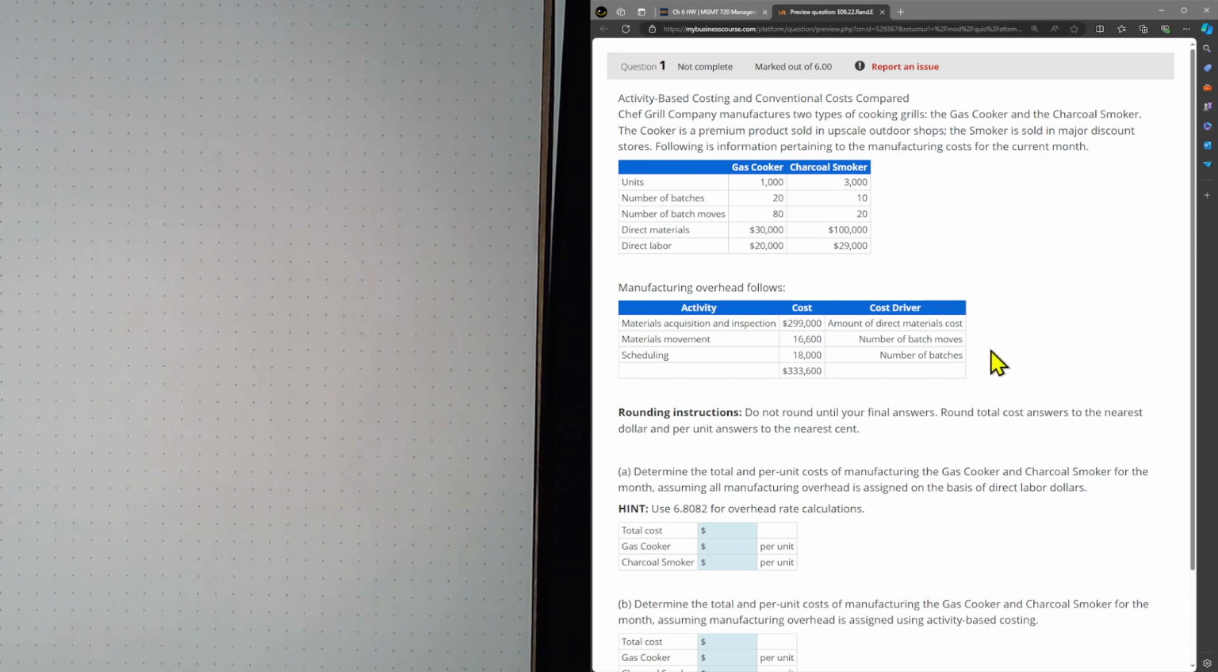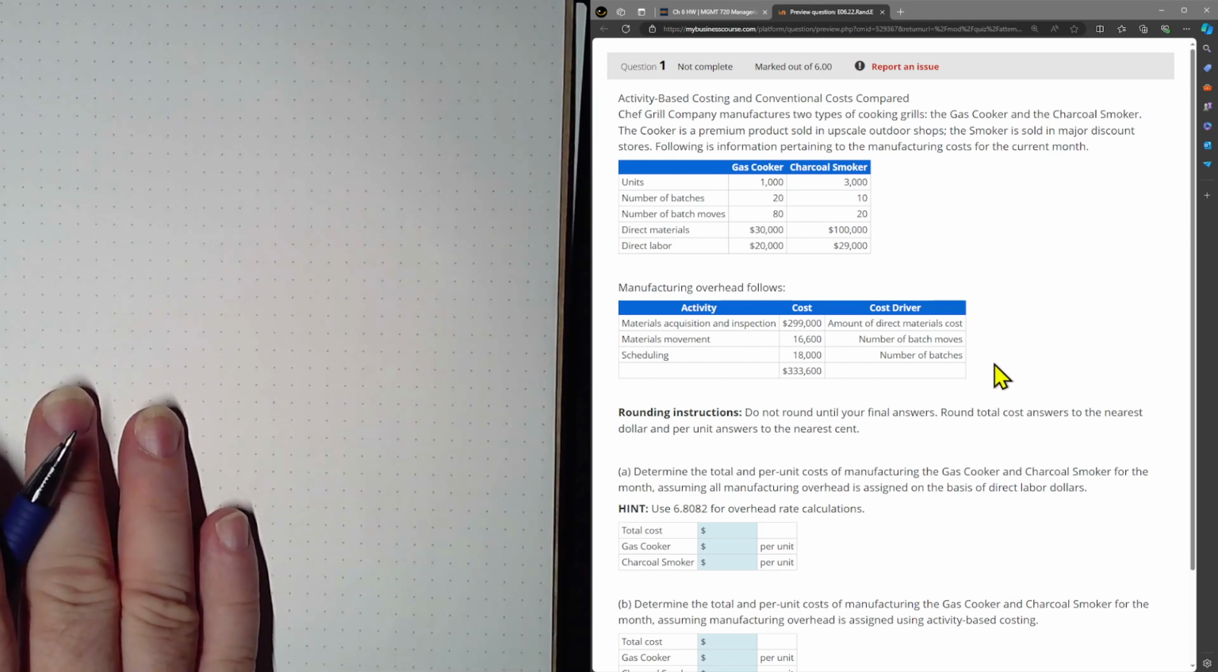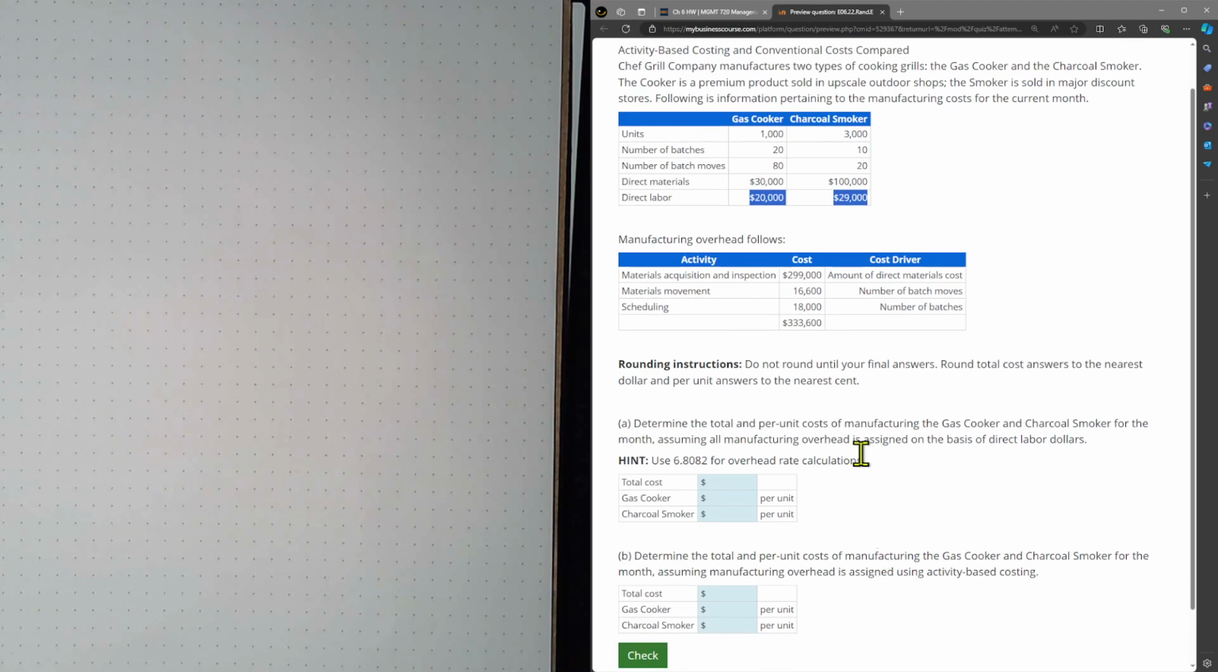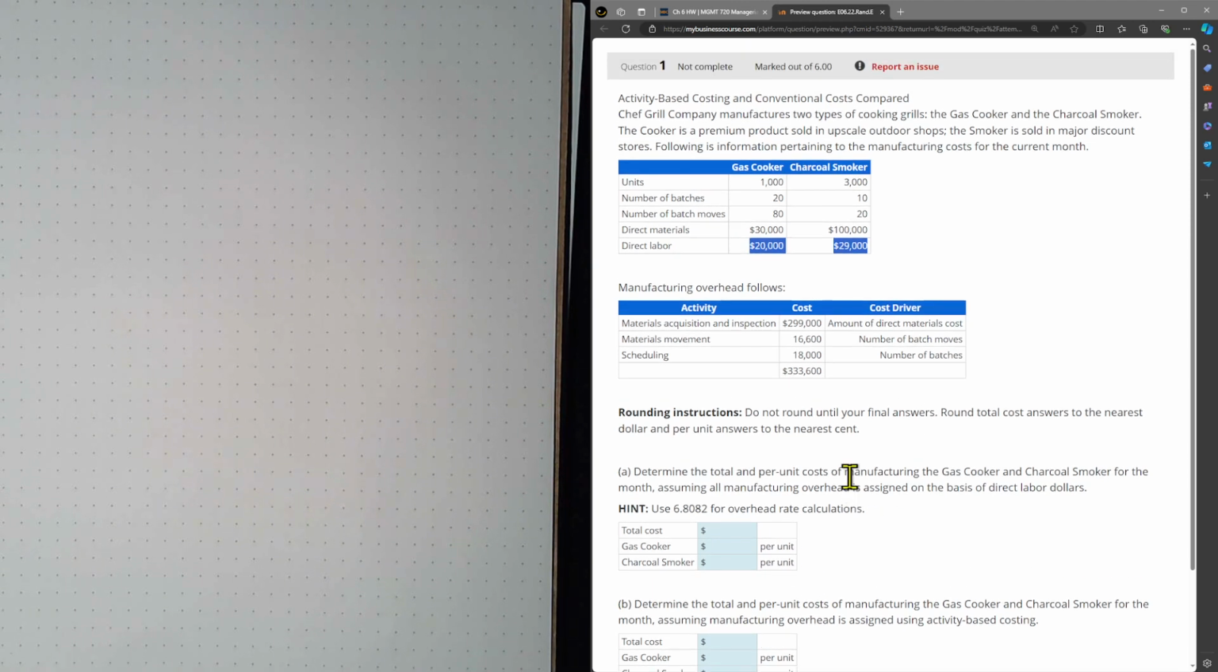Okay, so let's take a look at the first one, based on direct labor hours. So the first question is total cost. So what is the total cost? Well, this is the total manufacturing overhead, right? And then this is the direct materials, and then this is the direct labor. So the total cost is going to be the same for both of these. It's just how do we divide up the manufacturing overhead between the gas cooker and the smoker, and that will give us a different per unit price depending upon the method we're using.